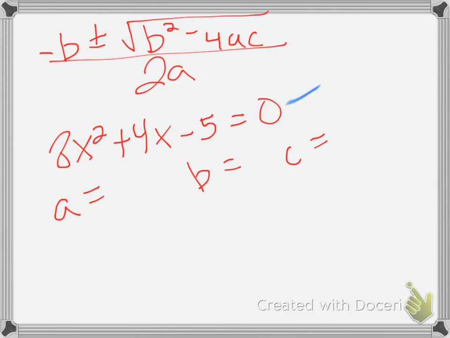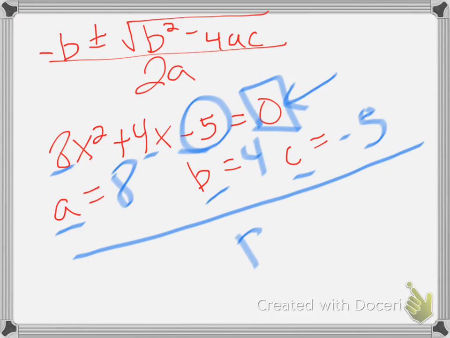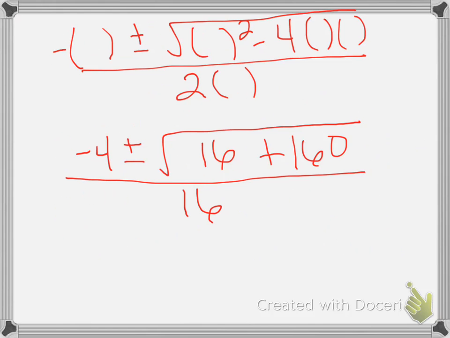Here we're given an equation, alright? And I can tell that my A is 8, my B is 4, and my C is negative 5. Again, it's equal to 0, so I'm good to go. Okay? So I'm going to take these values and I need to plug them in. I'm going to plug in 4.